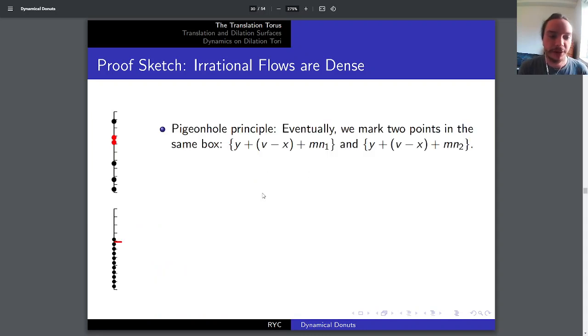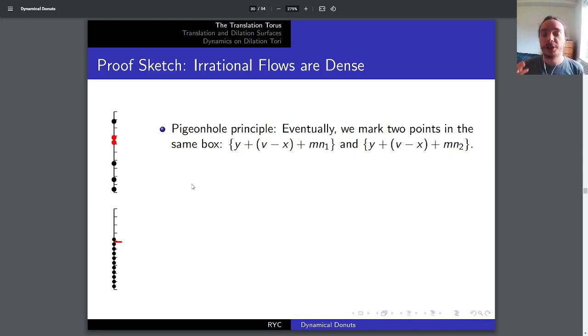So what's going to happen? Well, we're going to keep hitting the line over and over again. And eventually, we're going to hit the line so many times that we're going to make more marks on the line, more points on the line, than there are boxes. Because how many boxes are there? Well, each box is of size epsilon, and the line is of length 1. So there's about 1 over epsilon many boxes. So if you just keep hitting the line over and over again, then eventually you're going to get to a point where you have more than 1 over epsilon times that you hit the line. Okay?